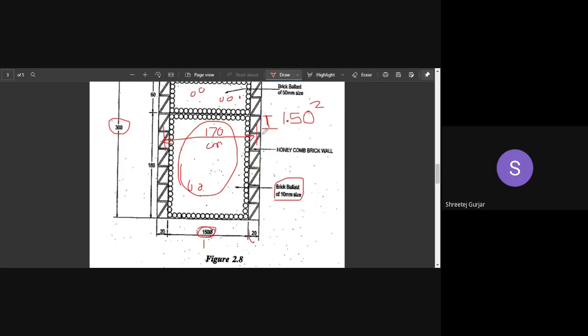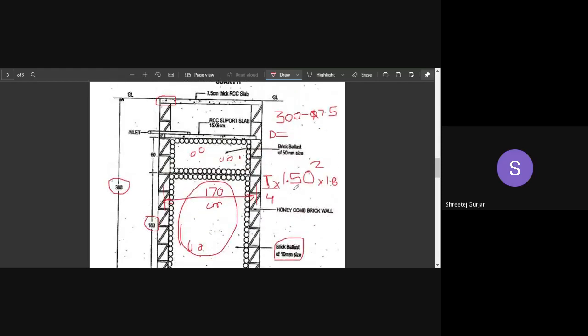Pi by 4 into 150 squared into the depth. What is the depth? 180 is the depth, meaning 1.8. Because this entire thing is filled, right? No need to take off mean diameter, because it is like a cylinder that is entirely filled with this brick ballast. So cross-sectional area into the depth: pi by 4 into 1.5 squared into 1.8. This is for brick ballast of 10 mm size. Similarly, for brick ballast of 50 mm size, you can do pi by 4 into d squared into the depth, that is 60. Okay, so now we are done with that.